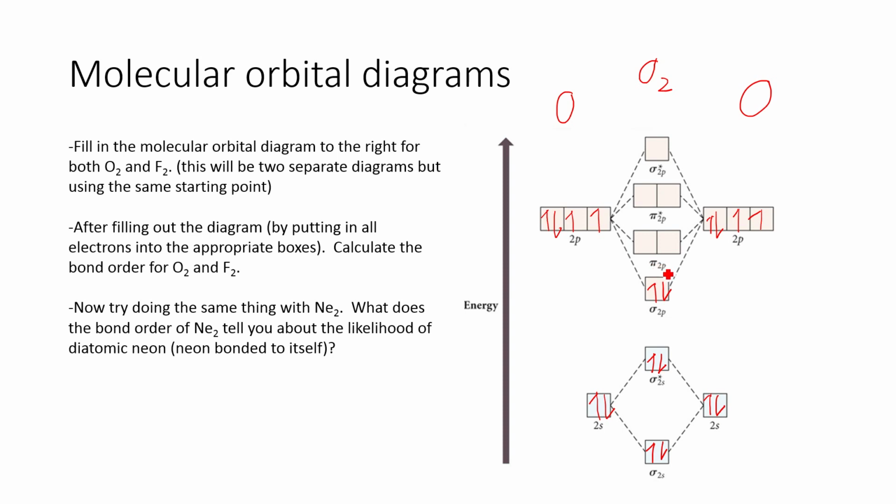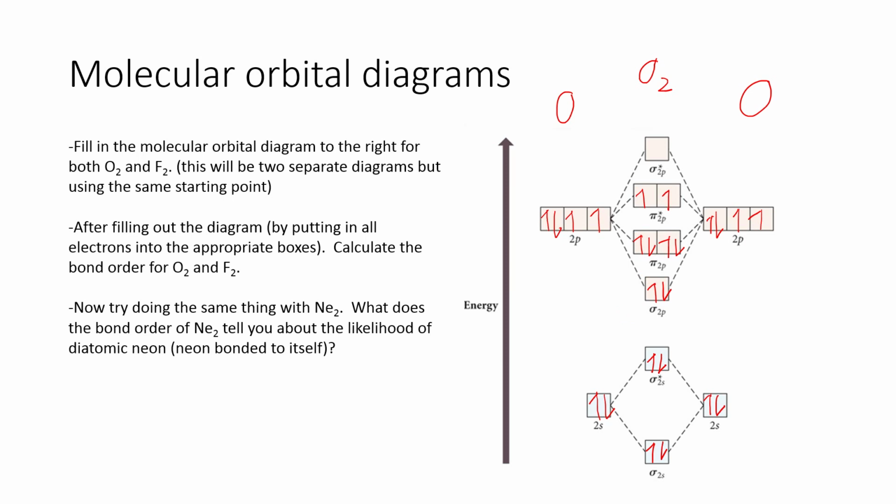Then we get to the pi 2p. You'll notice there are 2 orbitals here that are equal in energy. They are degenerate. That means we start with them unpaired. That'll be our 7th and our 8th. But then we start to pair them again once we've done all the ones we can unpaired. So then we have 9, 10. We're then going to add 2 more, this time to our pi star 2p. That'll be 11, 12.